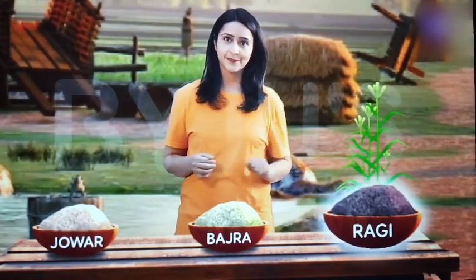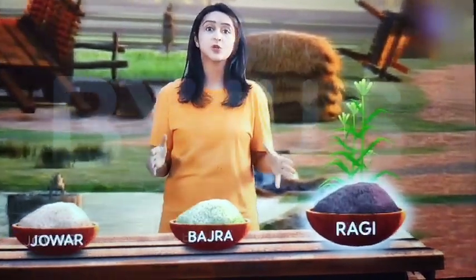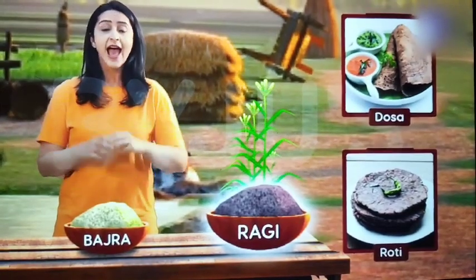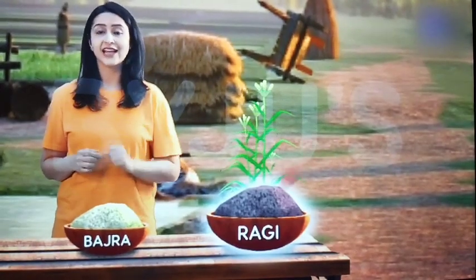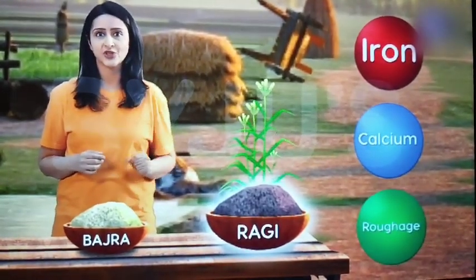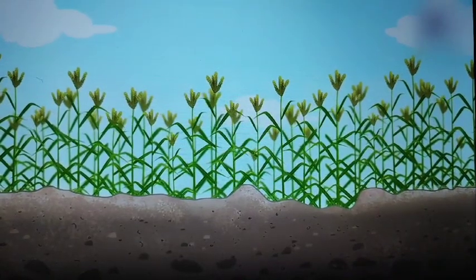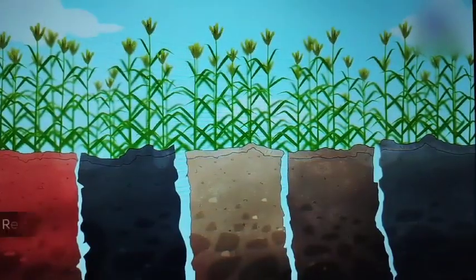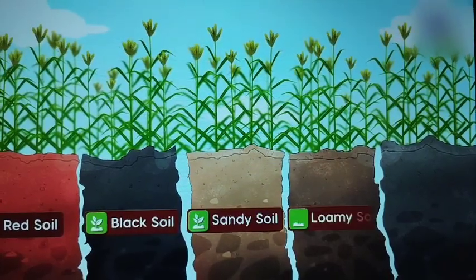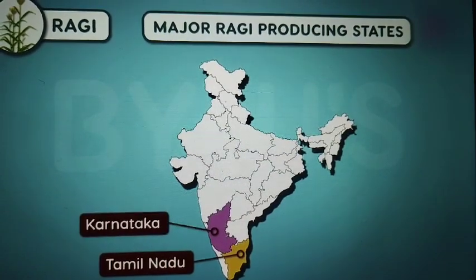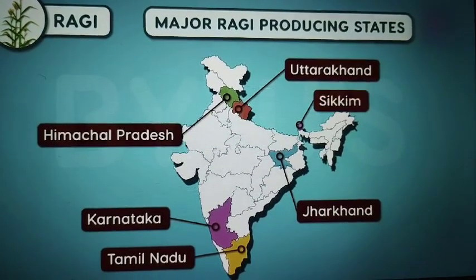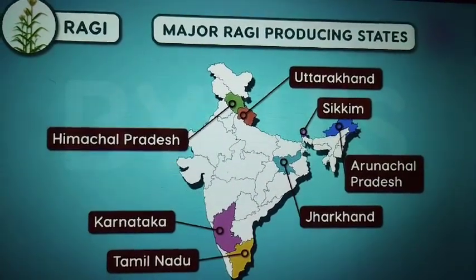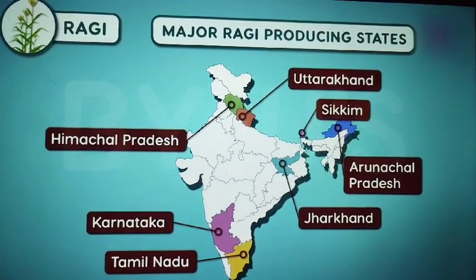Next up, ragi. Now, ragi is a crop that we use to make roti, dosa and many other nutritious dishes. Ragi is rich in nutrients like iron, calcium and roughage. It is cultivated in dry regions and grows well on red, black, sandy, loamy and shallow black soils. Tamil Nadu, Karnataka, Himachal Pradesh, Uttarakhand, Jharkhand, Sikkim and Arunachal Pradesh are the major ragi producing states in India.